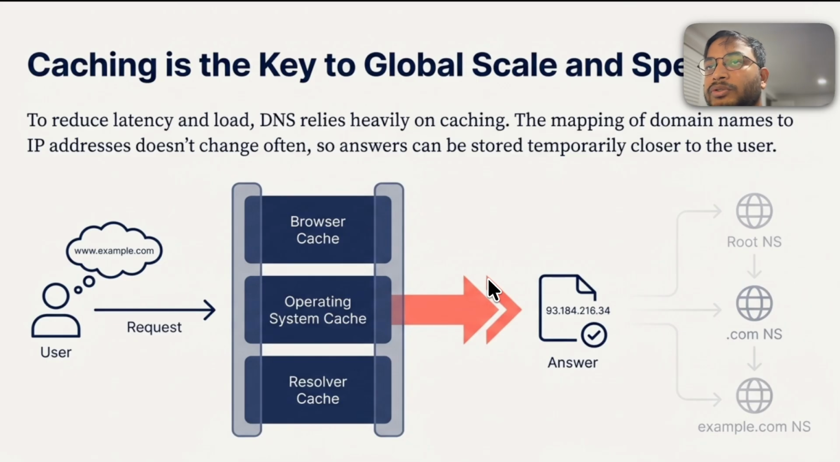If not, it goes to the operating system cache. If it finds it there, good. If not, it goes to the resolver and the resolver cache. If it's found, still good; otherwise it will make a new request, iteratively or recursively, depending on which algorithm is defined in DNS, and then we get back the response with the IP address of www.example.com.